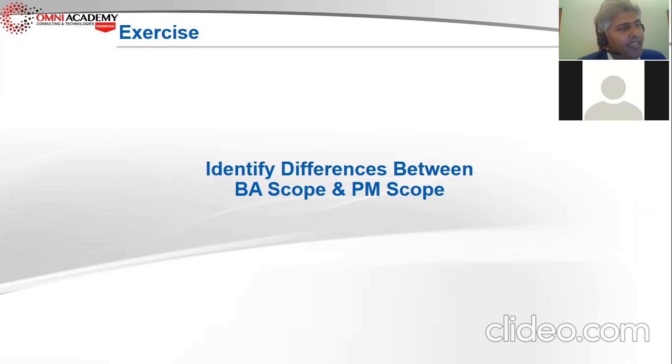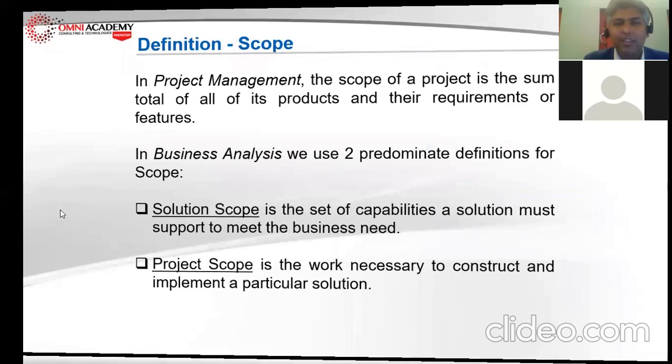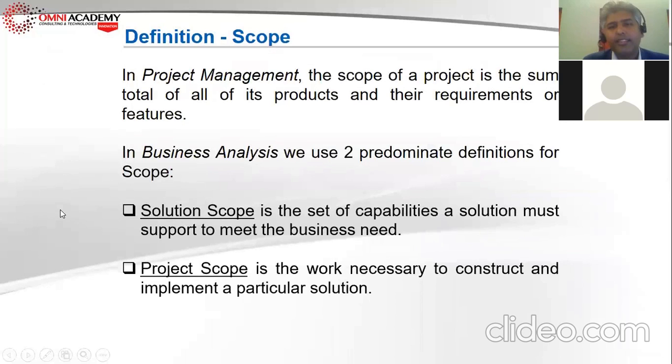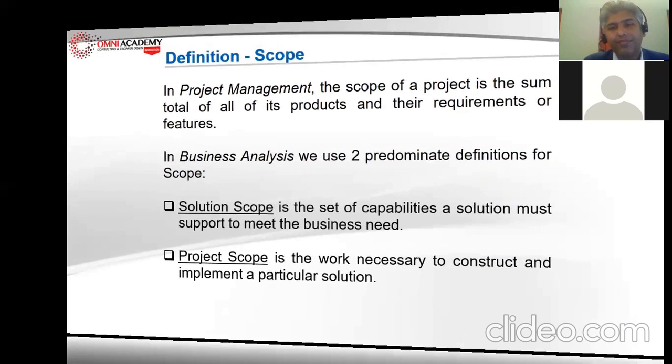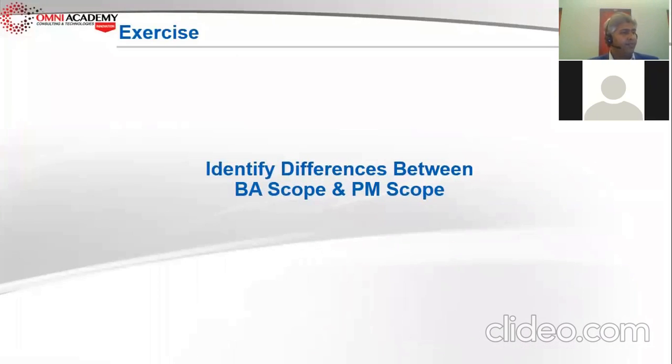A small exercise, I want you guys to write the difference between business analysis scope and the project management scope. What do you think is the difference from the definition I gave you? The definition is solution is focused on the functionalities, whereas project is focused on the project management, the focus on the work necessary to conduct the specific solution. Okay, please use Slido.